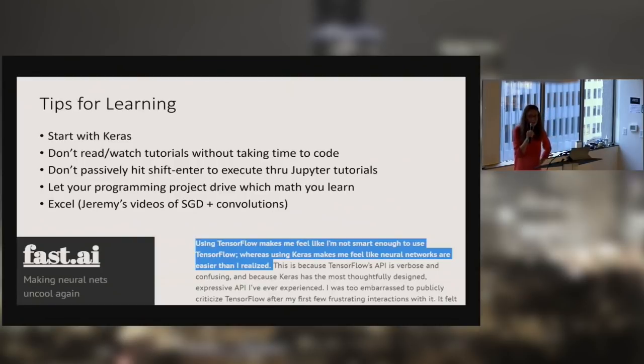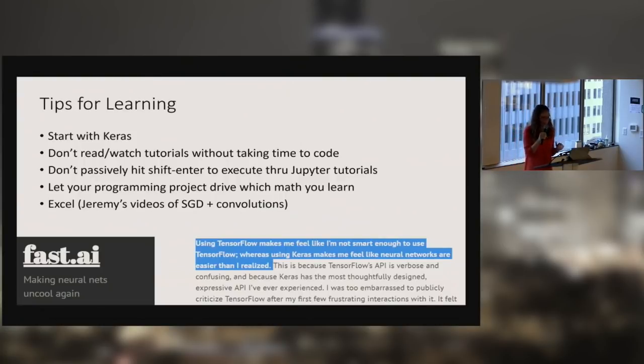Don't read or watch tutorials without taking time to code. It's by coding that you learn. And hitting Shift Enter to go through somebody else's Jupyter notebook does not count as coding. You really need to type it out yourself. You need to modify the inputs and see how that impacts the outputs. And then have a programming project that you're interested in and let that drive your learning. Don't feel like you need to spend several months learning before you can tackle the project you're interested in. Start right away, and then that'll keep you always learning the most relevant things you need to tackle the problem you care about.